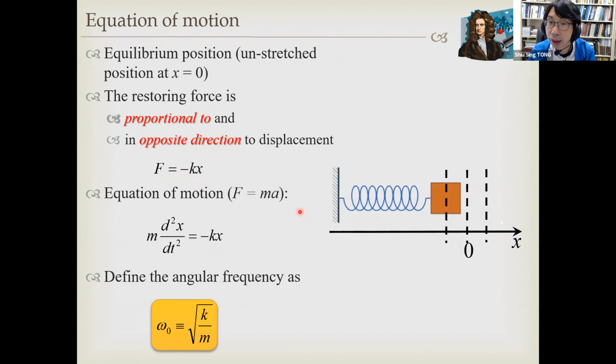So we use Newton's second law, F equals ma. And ma is, of course, the mass times the acceleration, m d squared x dt squared, and it is equal to the net force. In this case, it is minus kx. Now we define the angular velocity, or the angular frequency, omega naught, as the square root of k over m.